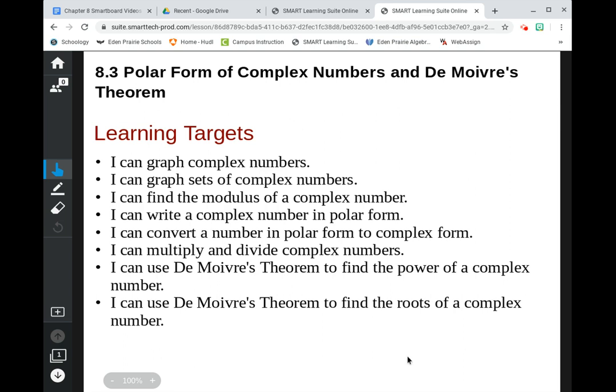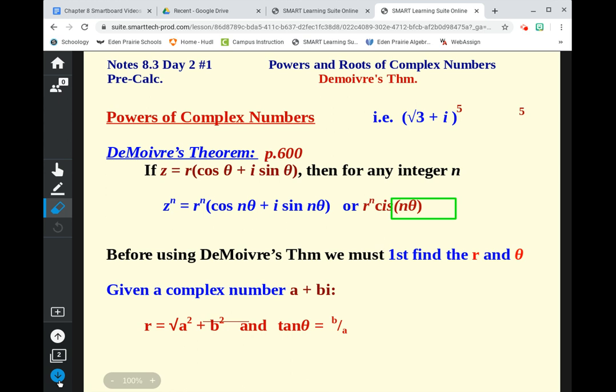Okay, day 2 of 8.3, we are now looking into De Moivre's theorem. We'll use De Moivre's theorem to find powers of complex numbers, and to find the roots of complex numbers. Make sure there are two videos in 8.3. They're both somewhat short, but make sure you watch both of them. We might have about 3 days to look at this because De Moivre's theorem can be somewhat confusing. Okay, let's get into this.